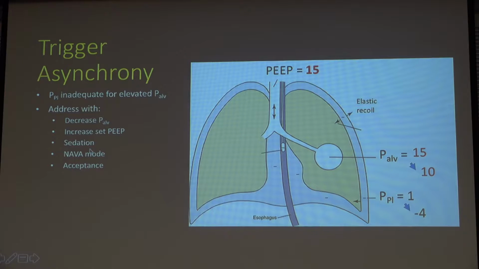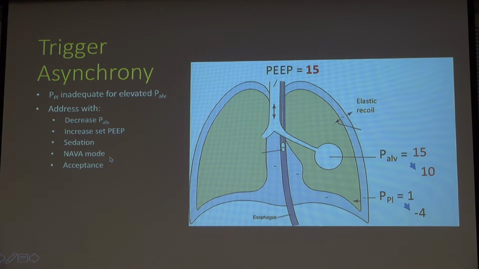More time for exhalation, sedation can help with ineffective triggering. And finally, switching to neurally adjusted ventilator assist, for those of you that like NAVA, would be another way to look at triggering, by directly triggering off of the diaphragm function and not after the pressure gradient. And finally, sometimes we just have to accept patients are going to have a little bit of trigger asynchrony sometimes if all else fails.